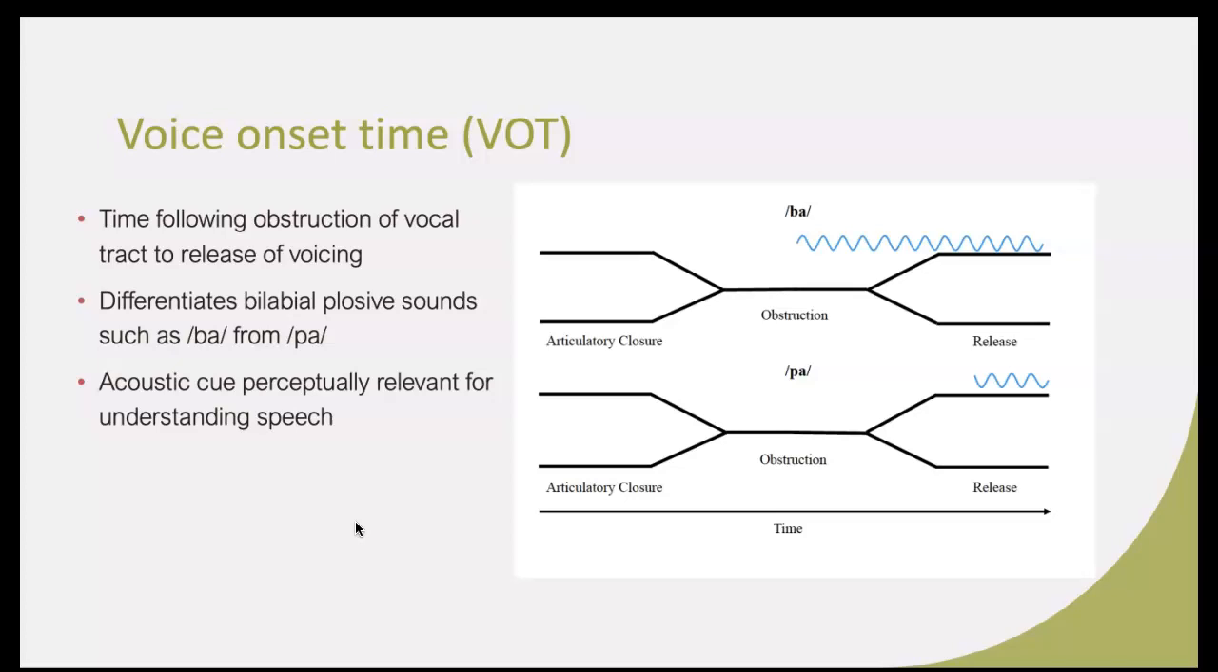Voice onset time is another important concept that helps us distinguish between bilabial plosives like ba and pa. This is a visual to help you. So it's an acoustic cue that's relevant for understanding speech. With ba and pa, you have an articulatory closure for both sounds. There's the obstruction, which is when the lips are closed. The voicing starts, which is this blue, the voicing starts earlier for ba than pa, and that essentially gives us the cue that says, hey, this is ba versus pa. Okay, we're talking on the order of millisecond differences. So voice onset time is an important cue.